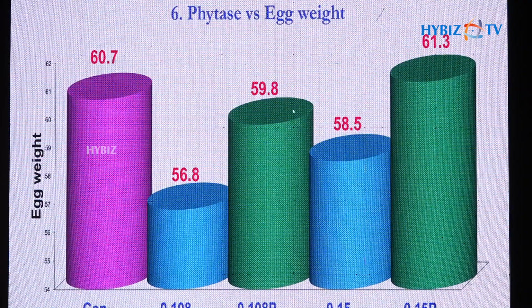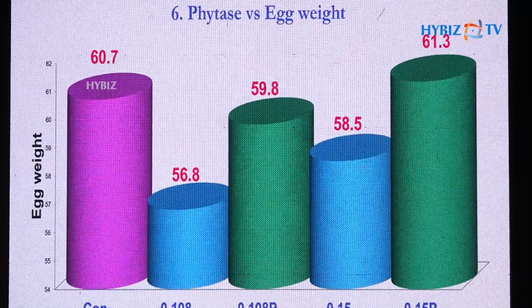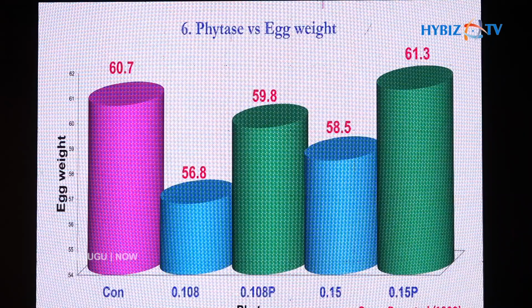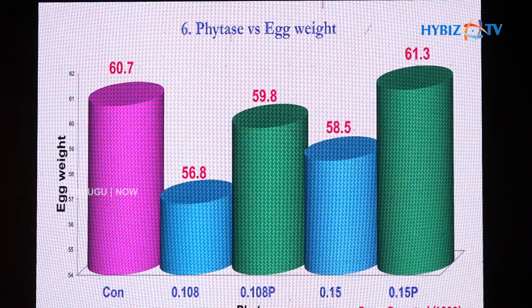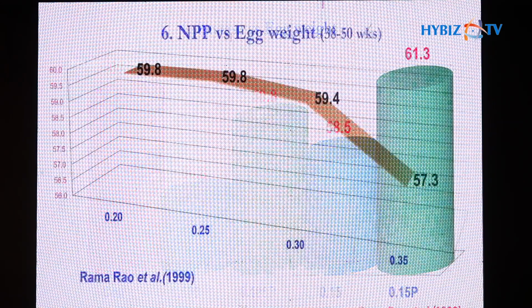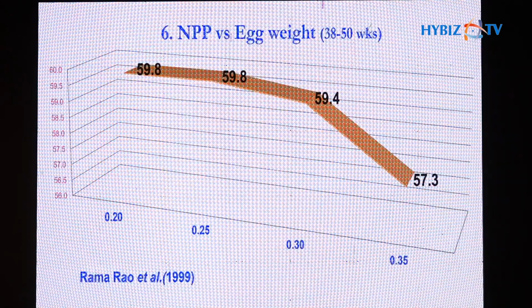When we supplemented phytase, this is the maximum egg weight response we got, compared to any other nutrient. Even at the lowest level we could get almost a 3 gram increase in egg size, and at 0.15% also there is an almost 3 gram increase in egg size. But with other proteins and other nutrients I could not get that much response.